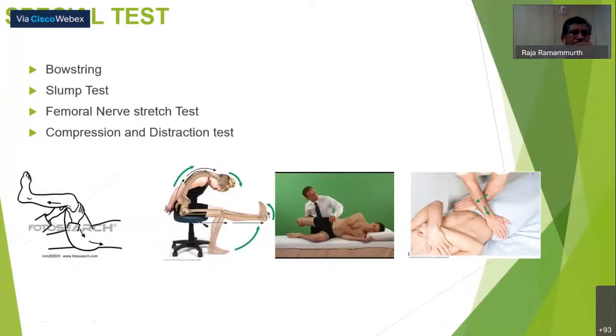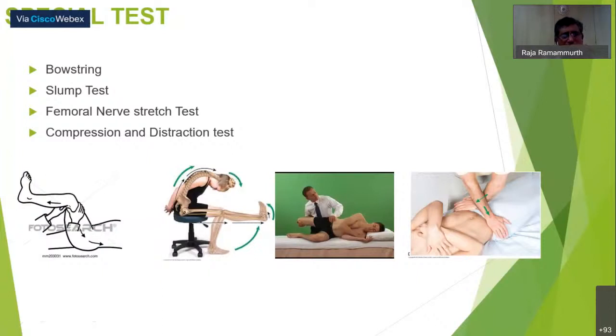Let me speak about the other special tests. The next test is called the bowstring test. Most of the physios are not doing this test, but it will guide us towards nerve tension, and we can feel the nerve when we are doing the bowstring. Then the next very important test, done by most physios, is called the slump test. It contains three components.